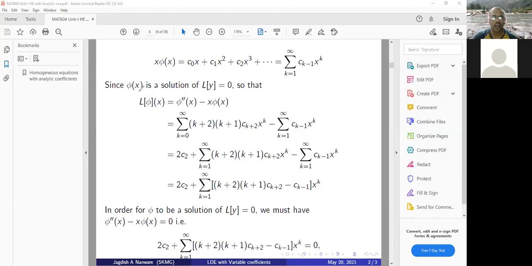So as phi of x is a solution of this second order differential equation, y double dash minus x y is equal to 0, we should have this expression. It means the differential equation is satisfied by function phi. So we have determined the second derivative. So we put this second derivative here. So the second derivative is this, and function phi multiplied by x is this one.